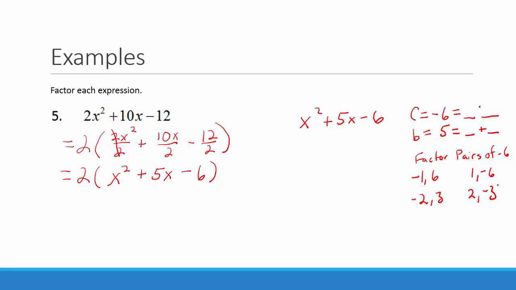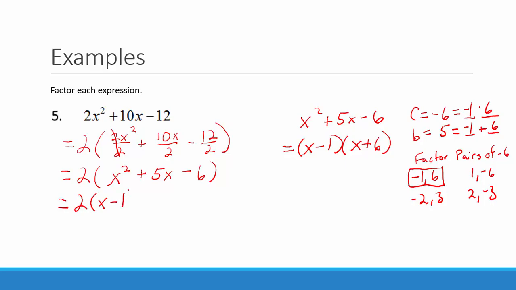Which pair, when I add them together, equals +5? This one does. -1 times 6 is equal to -6, and -1 plus 6 is equal to 5. So the factored form of this trinomial, using our magic numbers that we found by solving our mathematical riddle, we get x minus 1 times a quantity x plus 6. Then we go back to our original problem and we replace what was in parentheses by its factored form of x minus 1 times a quantity x plus 6.